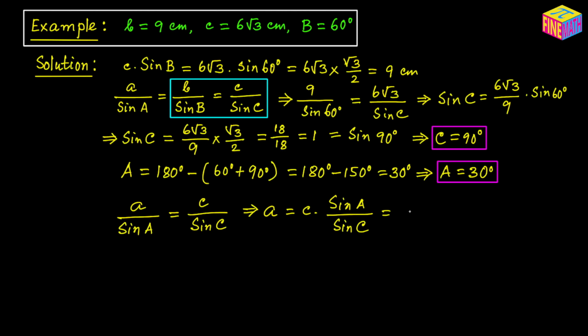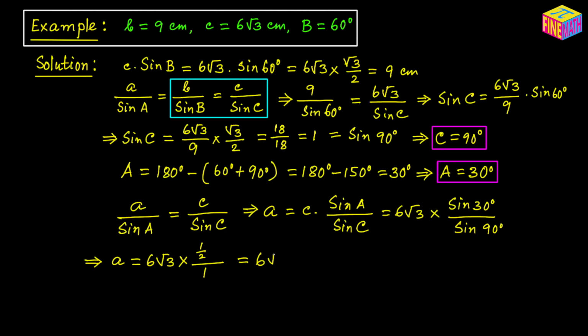Now what is C here? Side length C is actually 6 times square root of 3 centimeter times sine of A, that will be sine of 30 degree, over sine of C, that will be sine of 90 degree. So then we can say that side length A is equal to 6 times square root of 3 times 1/2, sine of 30 degree is actually 1/2, over sine of 90 degree is actually 1. So that is actually 6 times square root of 3 times 1/2, and that will be equal to 3 times square root of 3. Here the unit is centimeter. So we have been able to find the value of A, which is equal to 3 times square root of 3 centimeter.